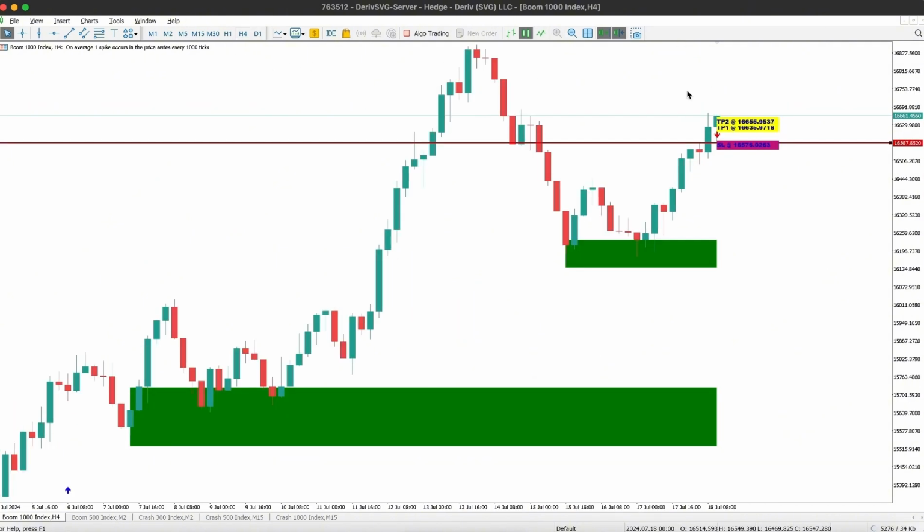The second step was I came over to my H4 time frame, my 4-hour time frame, and I made sure of the same thing, which was that the current 4-hour candle was not in a resistance area.